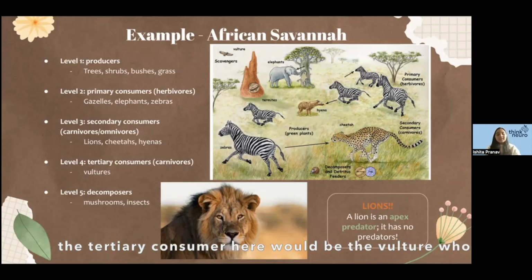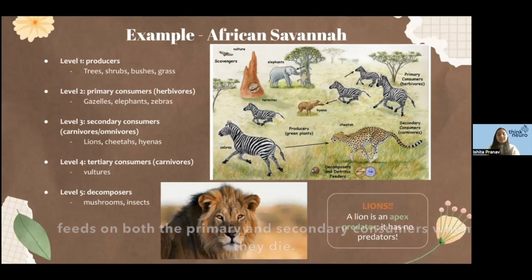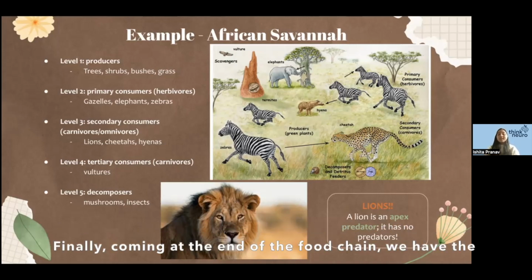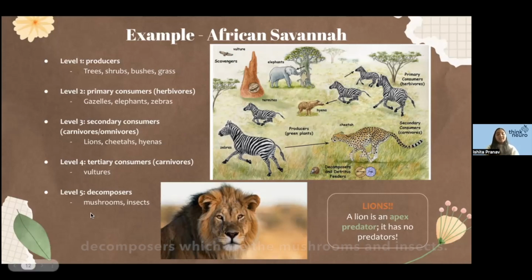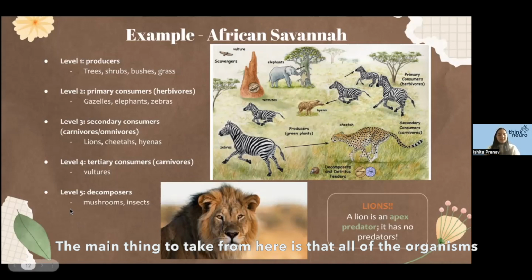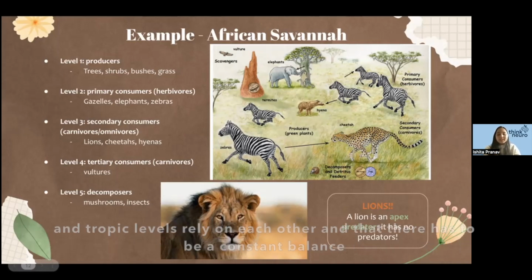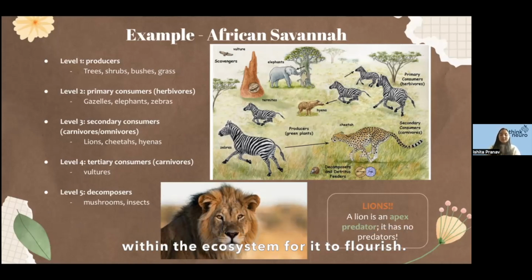Moving on, the tertiary consumer here would be the vulture, who feeds on both the primary and secondary consumers when they die. Finally, coming at the end of the food chain, we have the decomposers, which are the mushrooms and insects. The main thing to take from here is that all the organisms and trophic levels rely on each other, and that there has to be a constant balance within the ecosystem for it to flourish.